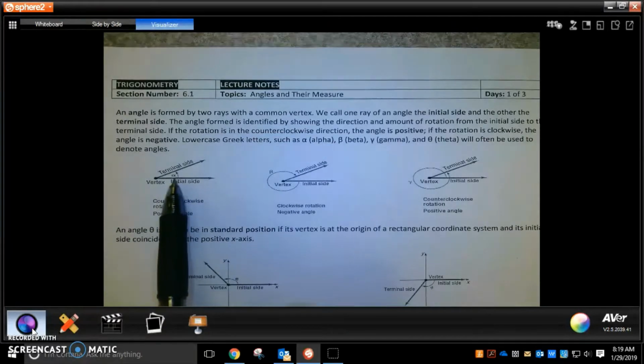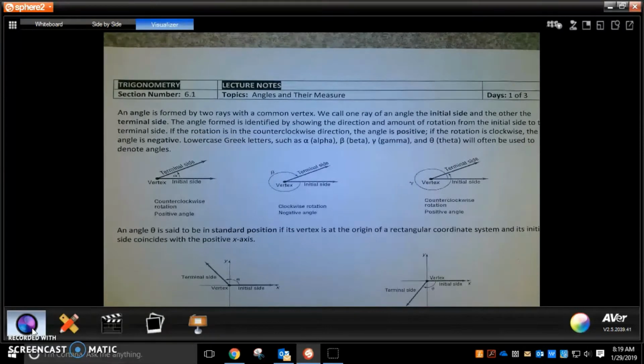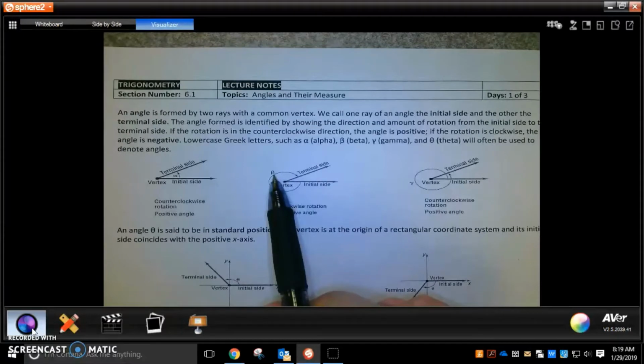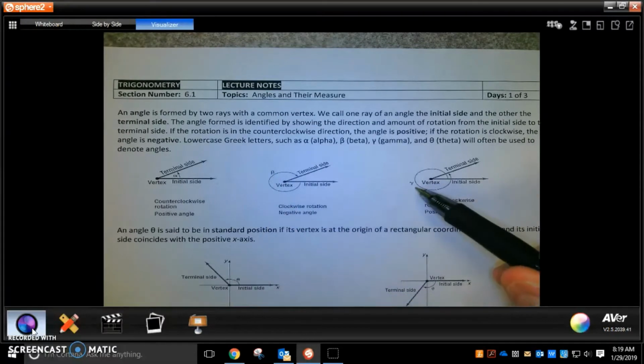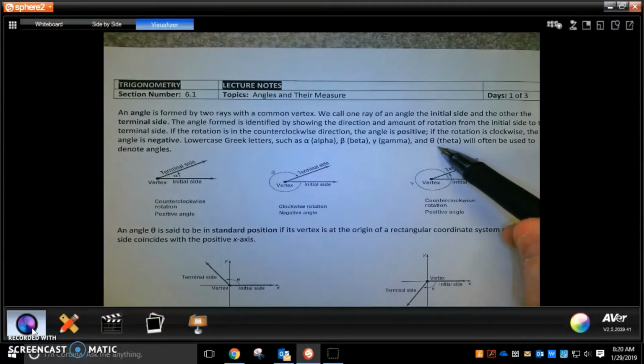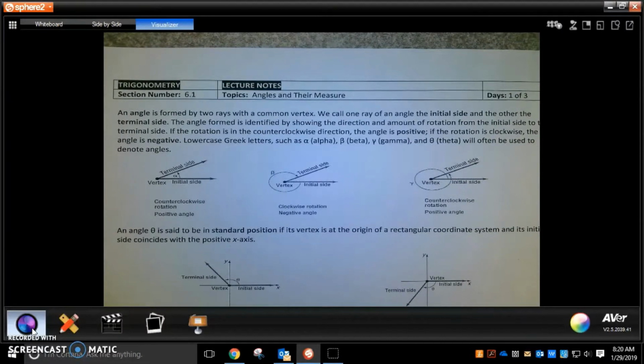We've got two sides. One is the initial side, which is where we're going to start measuring our angle from, and then we have a terminal side. So it starts at the initial, it ends at the terminal. When they measure angles, a lot of times they will use these Greek letters. I've kind of talked to you about that a little bit. This would be an alpha, that's a beta, that's a gamma. Theta, again, is the one you'll probably see more often than any others.